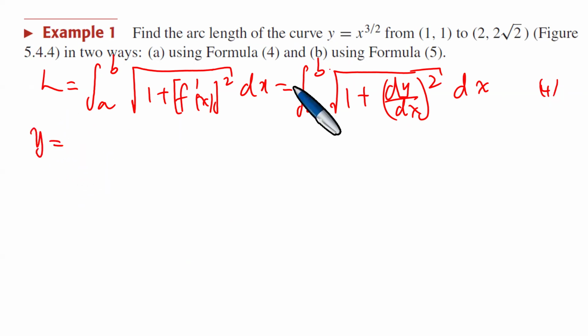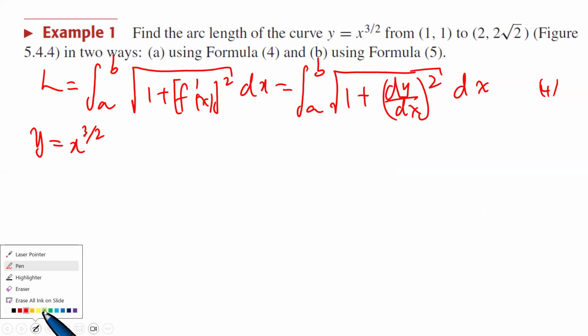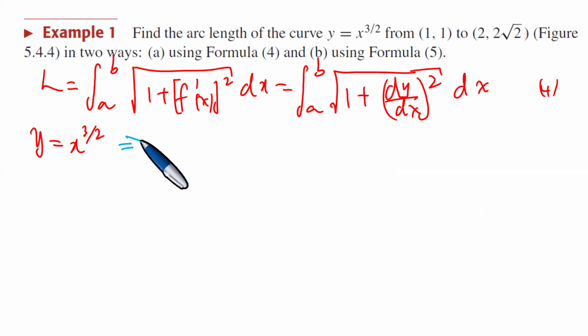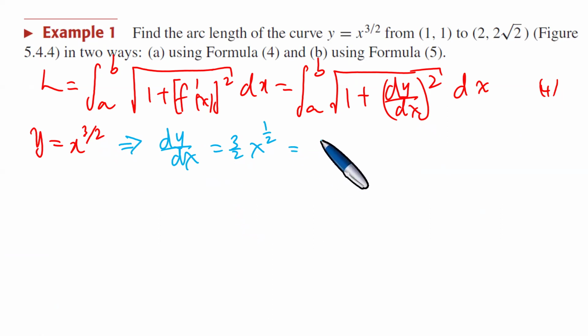Simultaneously, we know that at this point our y is equal to x to the power 3 over 2. Let us find the derivative of this. The derivative becomes dy/dx, which is 3 over 2 times x to the power, now the 3 over 2, you subtract 1 from it, and so you get 1/2, like this. And that gives us dy/dx using formula 4. But this can also be written as 3 over 2 times the square root of x.